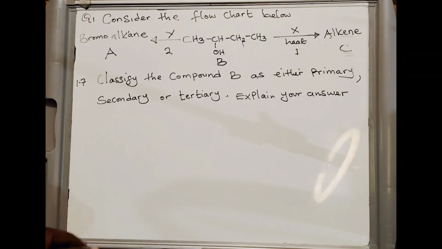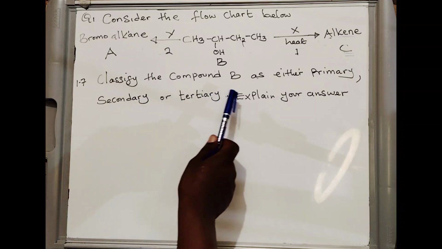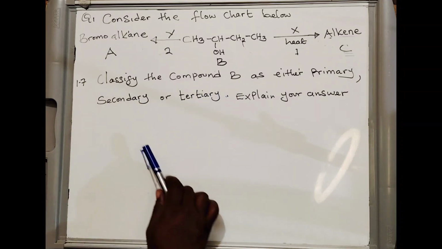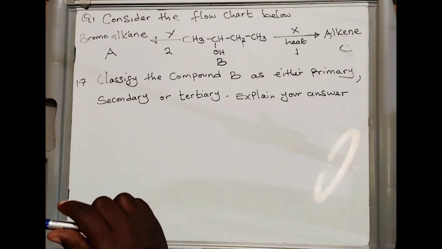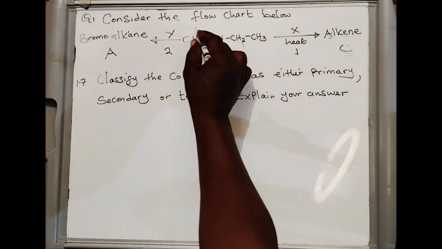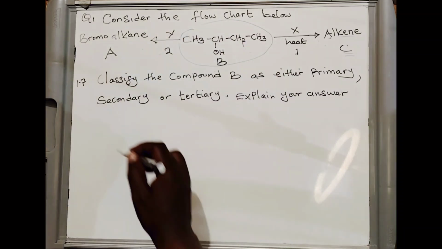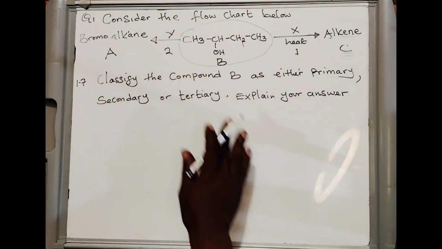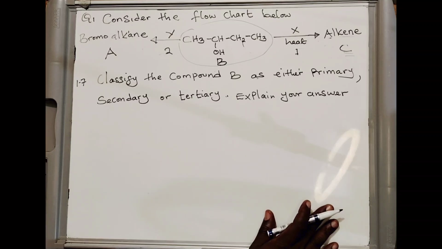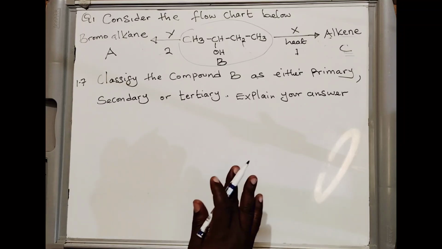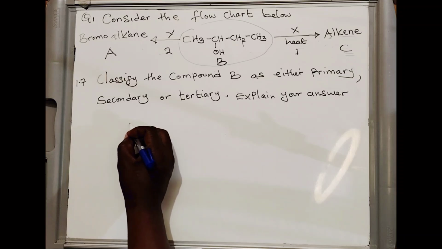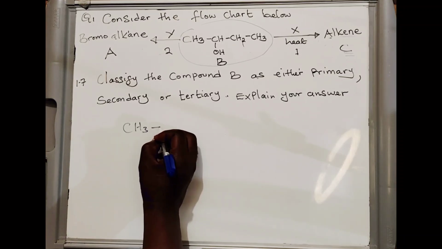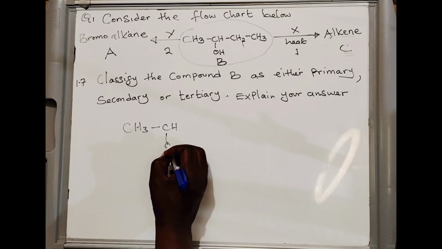And then we are having this question. It says, classify the compound B as either primary, secondary, or tertiary. Okay, our B is that compound. It's an alcohol by virtue of having the OH functional group. Okay, then how do we classify it? This is what you have to remember. We're having our CH3, we're having CH attached to OH.